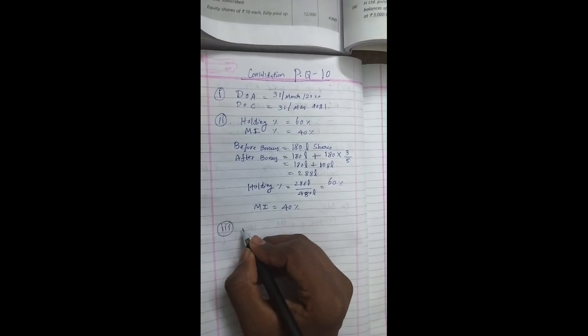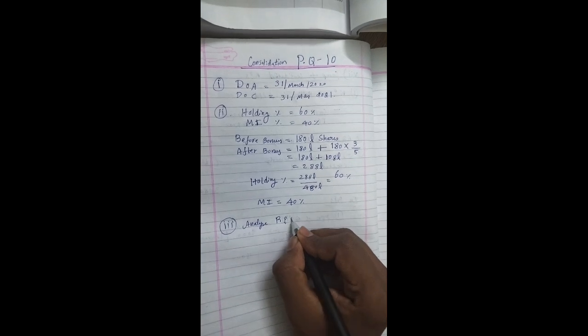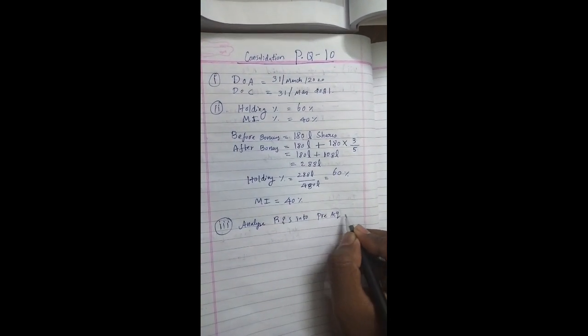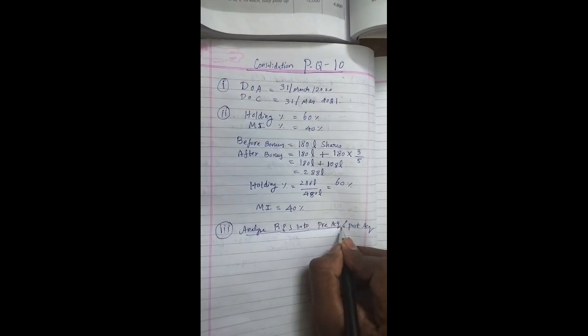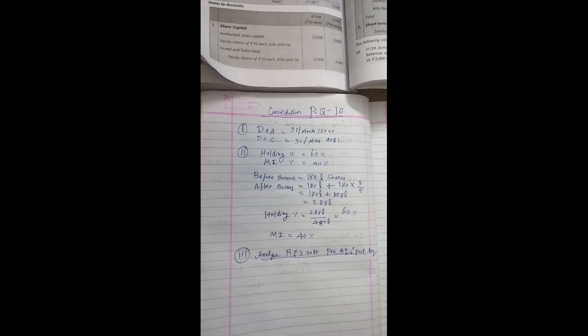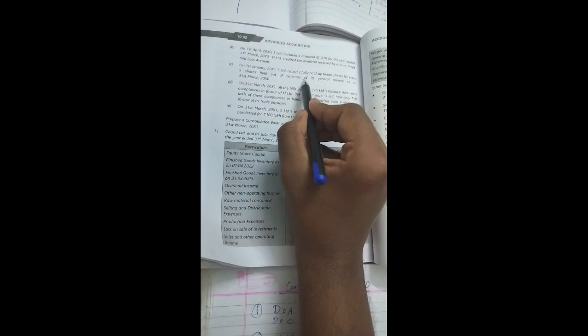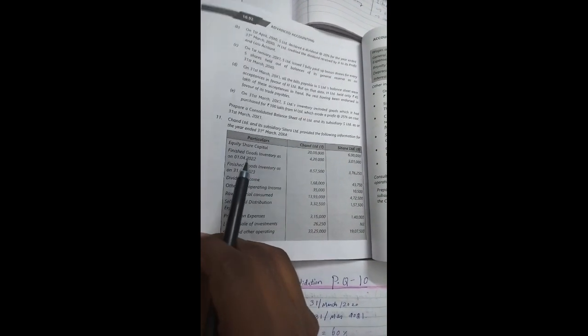Third point, we need to analyze reserves and surplus into pre-acquisition and post-acquisition. First, we need to find how much bonus was issued from general reserves, because they told us the bonus was issued from general reserve. So we need to find how much value of shares was issued from general reserves.